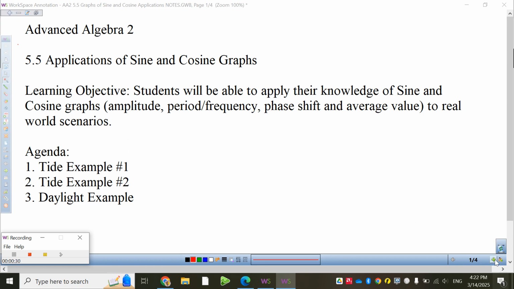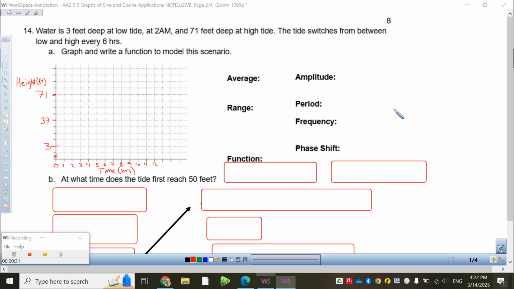And let's begin. Alright, so this word problem states water is 3 feet deep at low tide at 2 a.m. and 71 feet deep at high tide. The tide switches between low and high every 6 hours. Graph and write a function to model this scenario.